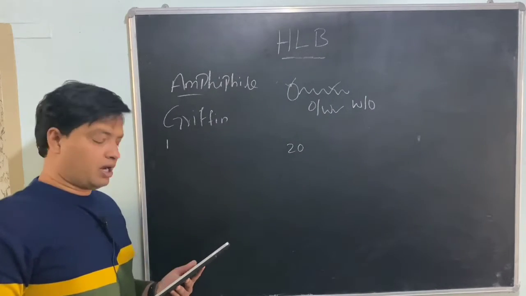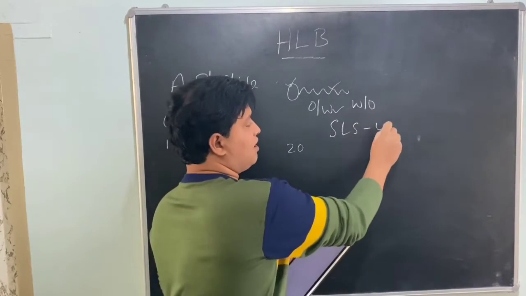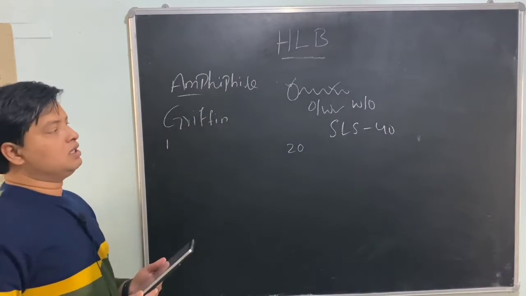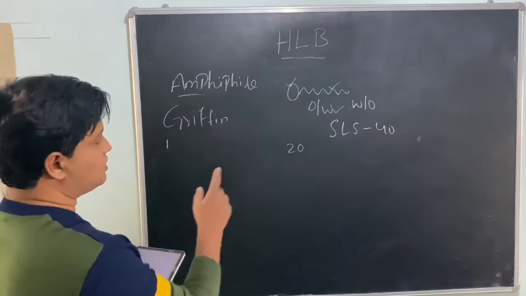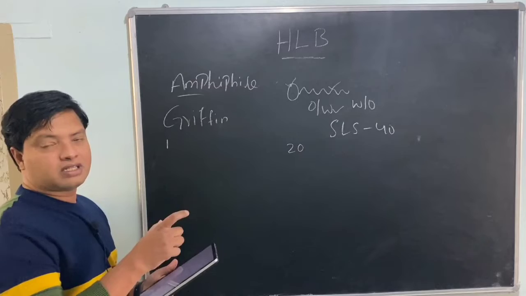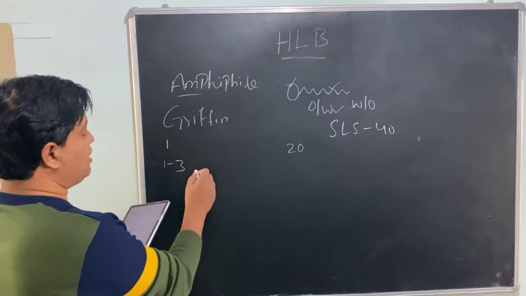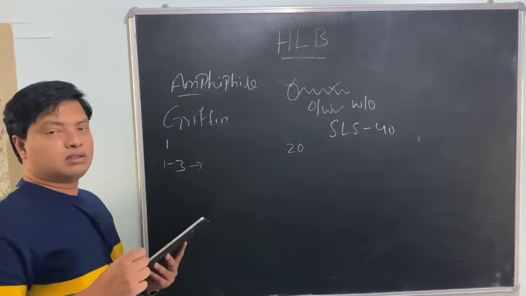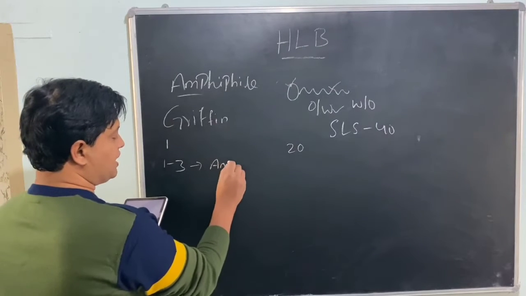But we have sodium lauryl sulfate, SLS, which has a value of 40. SLS, remember this, it has a value of 40. Strong detergent, it has a value of 40. But almost all the surfactants fall within this category. Now we will see one by one what are the different things in the HLB scale. If the values are from 1 to 3, the surfactants which fall under this range are anti-foaming agents.